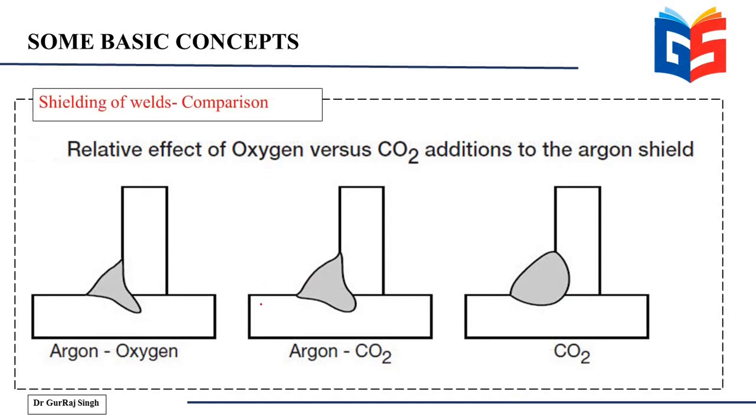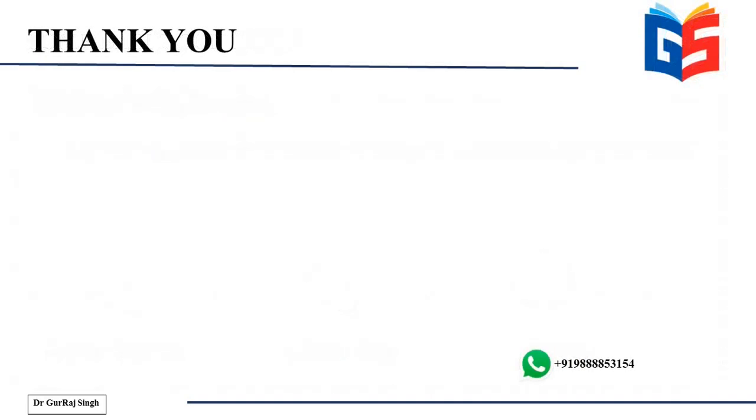Again, when you're adding different types of gases like oxygen or carbon dioxide, you can see that addition of oxygen to argon deepens and narrows the weld bead. Less deep and a bit broad in case of addition of CO2. And when you're using pure CO2, it is a very, very shallow and wide weld. So this is all about the shielding process.